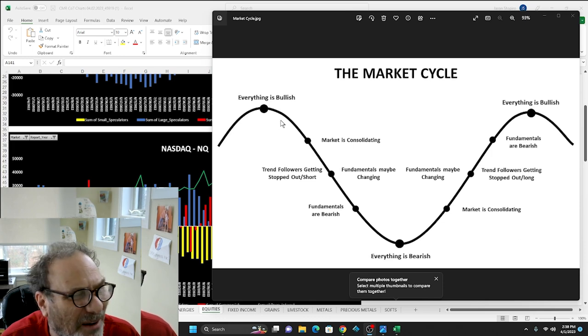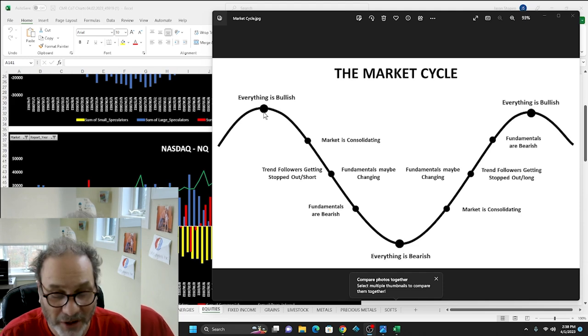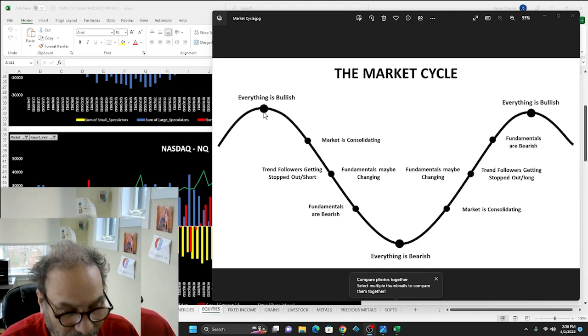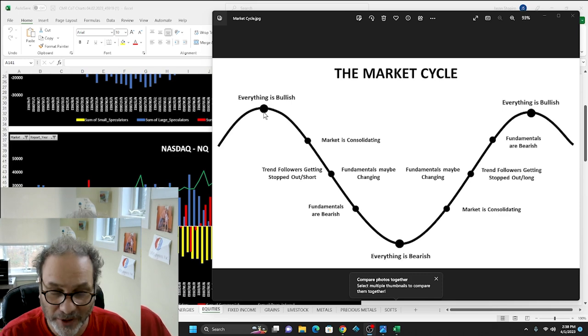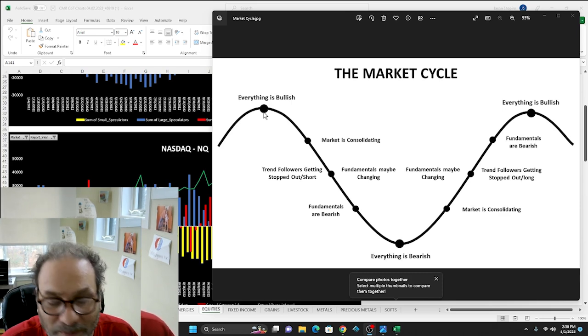So if we start at a market high, everything is bullish. It means that fundamentals are clearly bullish and technicals are clearly bullish. If we're at a market high, then clearly there's an uptrend. So your fundamental people are long, and your trend followers are long. Everybody's long, and rightly so, because the trend is bullish and the fundamentals are bullish.